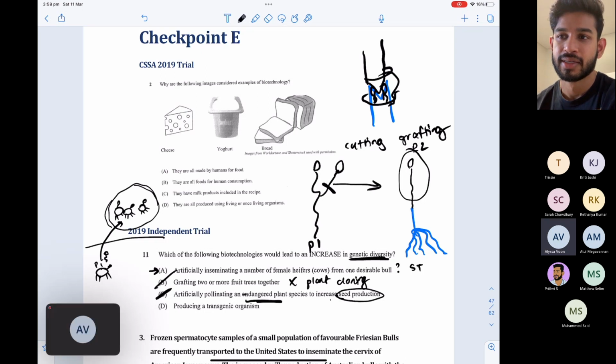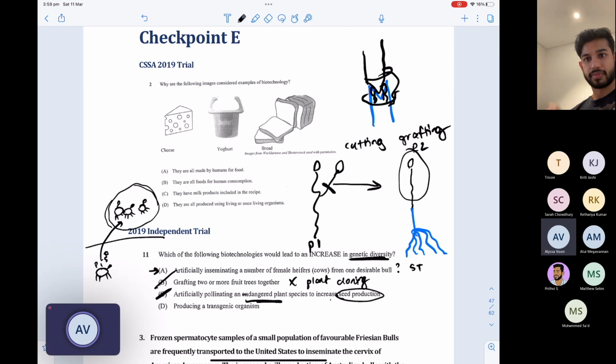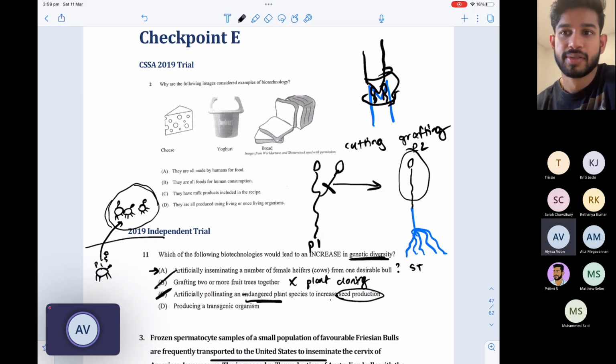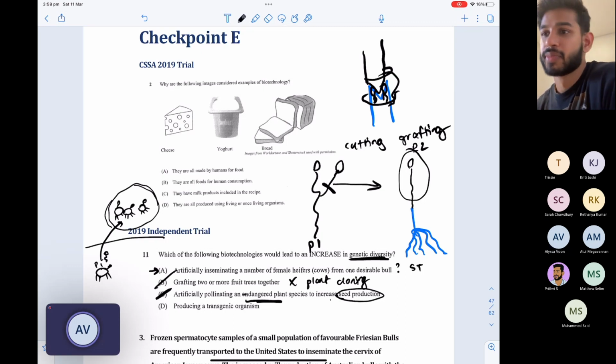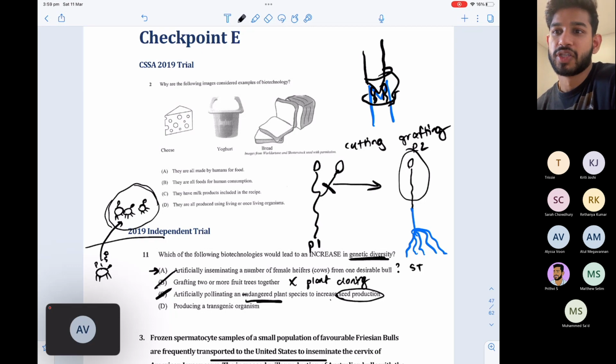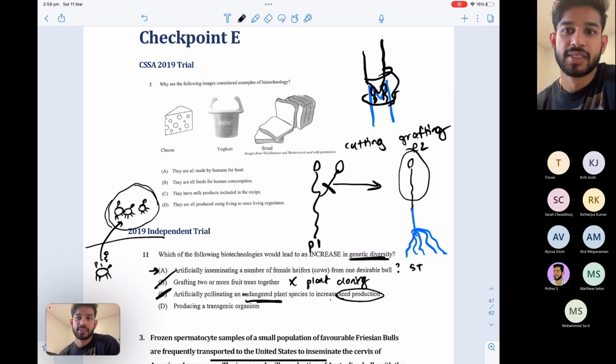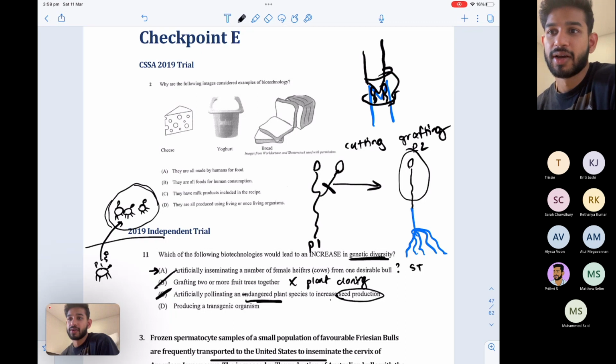I think it also could promote genetic diversity because you're taking a gene from one organism into another, and then when that transgenic organism reproduces, I think its offspring could also have that gene. Guys, what is the definition of genetic diversity? Let's go to Sarah. How would you define it?